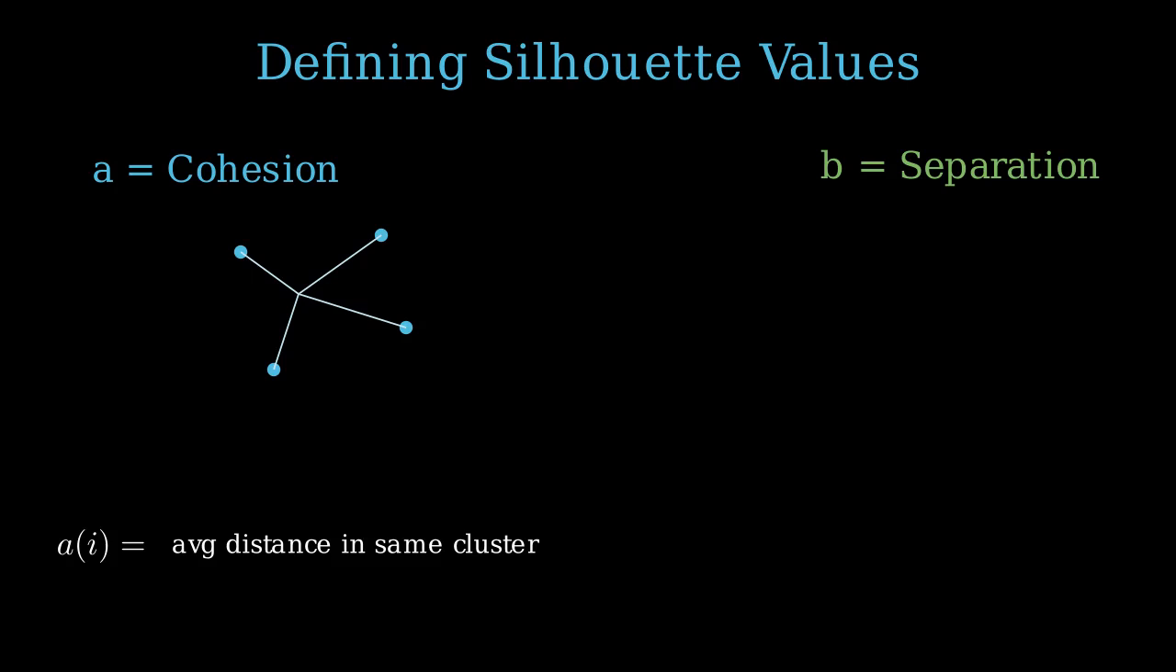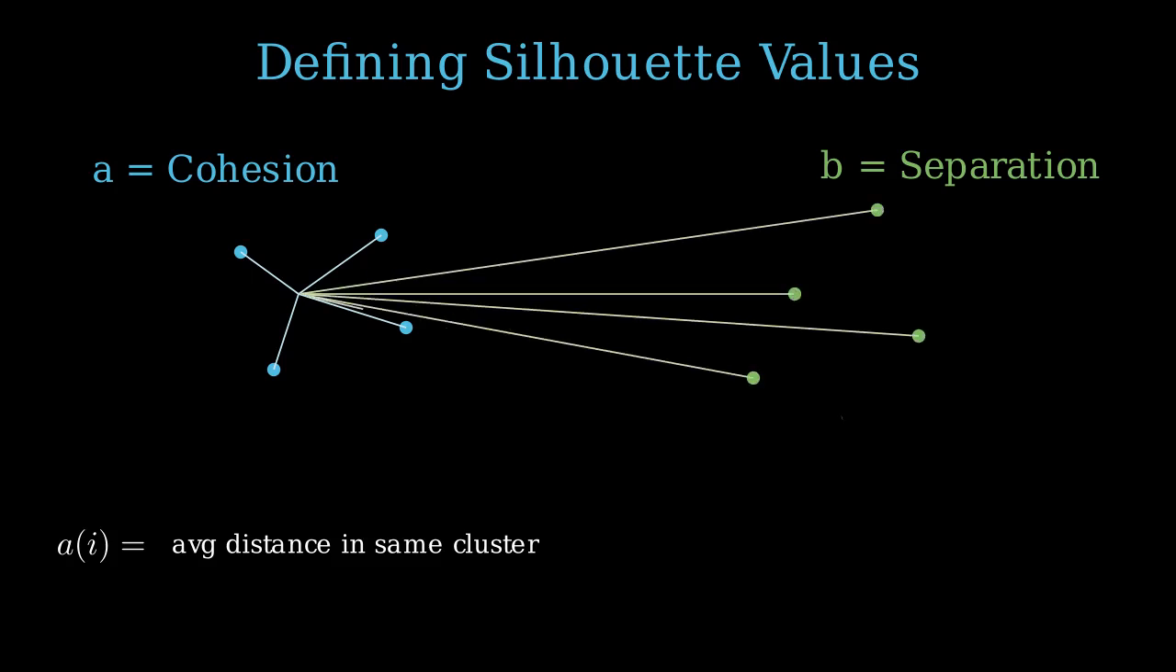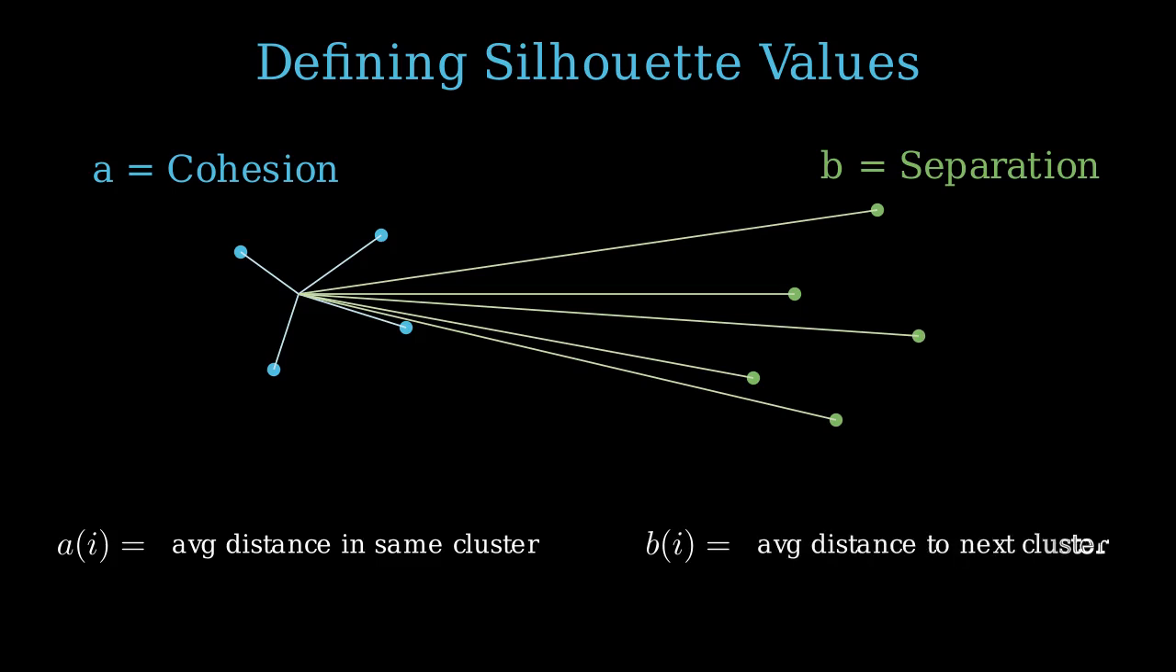To find B, we look at the average distance between our point and all the points in the next nearest cluster, the one it wasn't assigned to. Ideally, we want B to be a large number, signifying that our point is far away from any other potential groups. Now we combine these two values into a single formula.